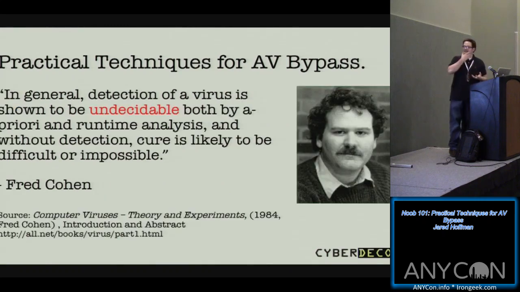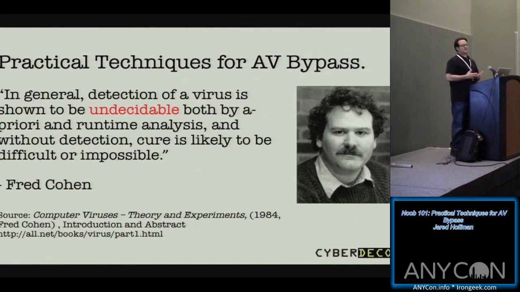While I was doing some digging on this, I came across this guy, straight OG elite, Fred Cohen. He wrote a paper in 1984 called Computer Viruses: Theory and Experiments. And this guy is, for lack of a better term, the inventor of AV detection techniques. Right in the beginning of his paper, in the abstract introduction, he says, in general, detection of a virus is shown to be undecidable.